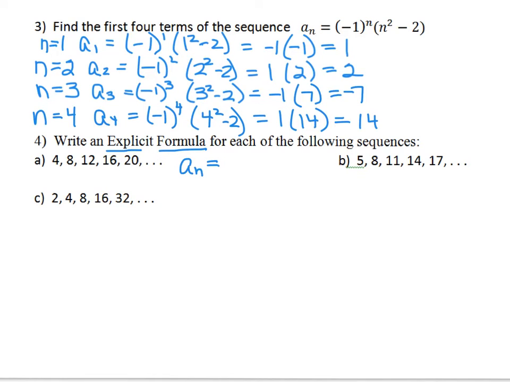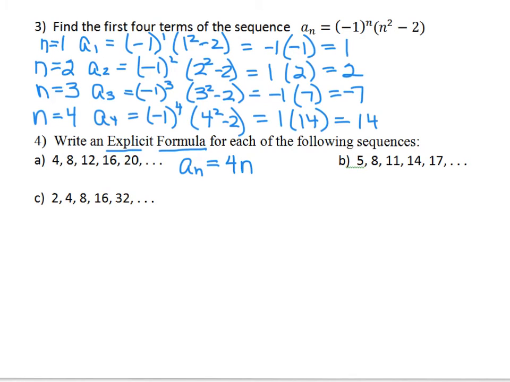So instead of thinking of the pattern as add 4 each time, I want to talk about what each term represents. And if we look closely, we see that the first term is 4 times 1. The second term, 4 times 2. The third term, 4 times 3, 4 times 4, 4 times 5. So if n stands for my term number, to find each term, I'm just going to multiply 4 times the term number. So my first term, 4 times 1.